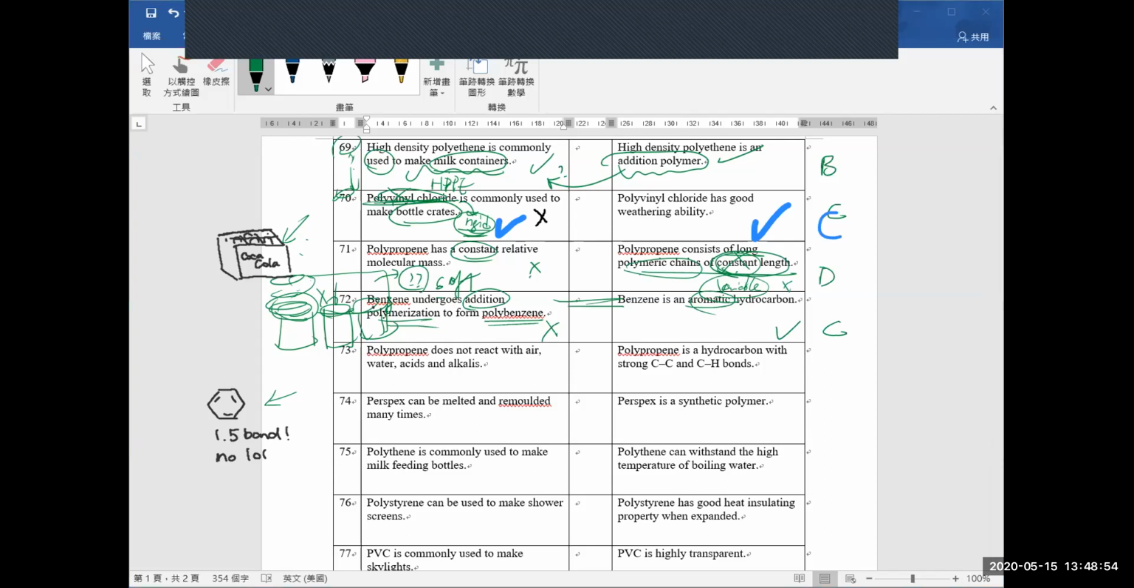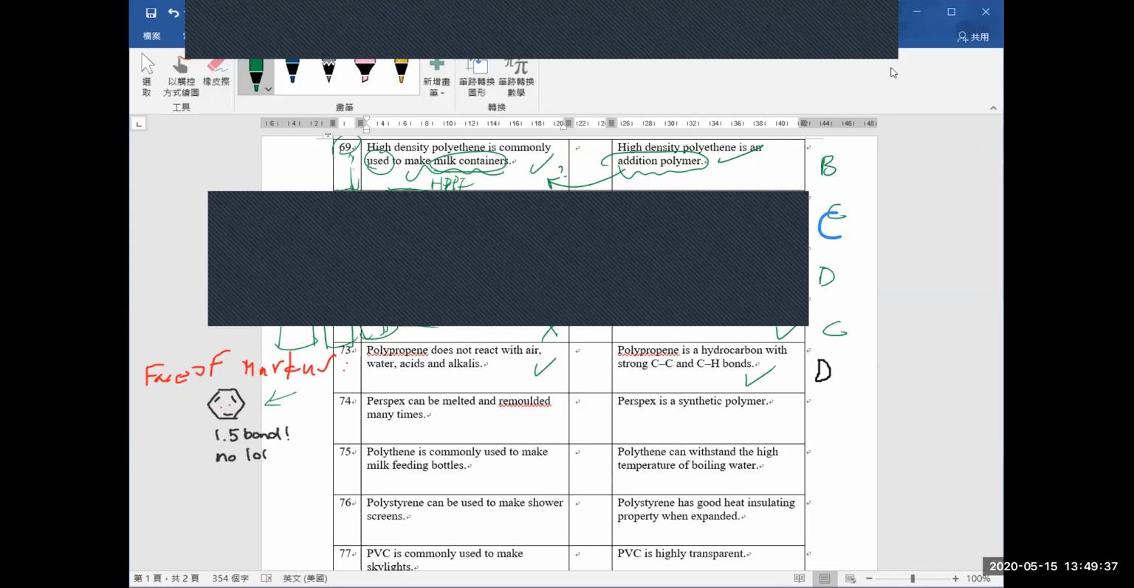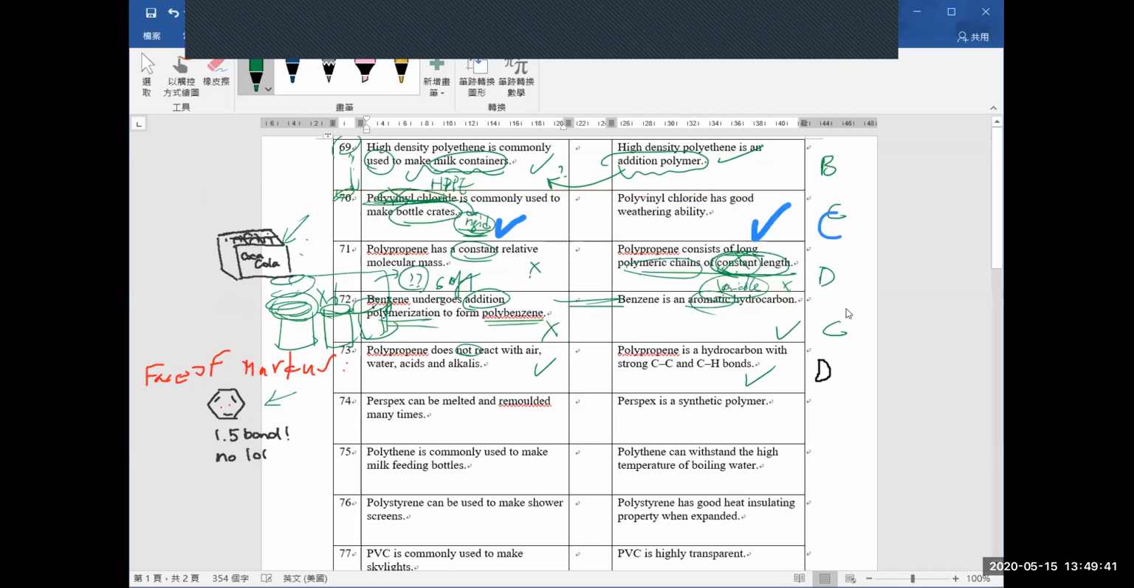Who else? Zhang Panwei. 73. Polypropylene does not react with air, water, acids, alkalis. And polypropylene is a hydrocarbon with a strong CC single bond and CH double bond. Is B. Now both they are correct. Is D. Does not react with air, water, acid, right? Yes, this is the reason, right? Is it CC double bond? You want to say CC double bond?